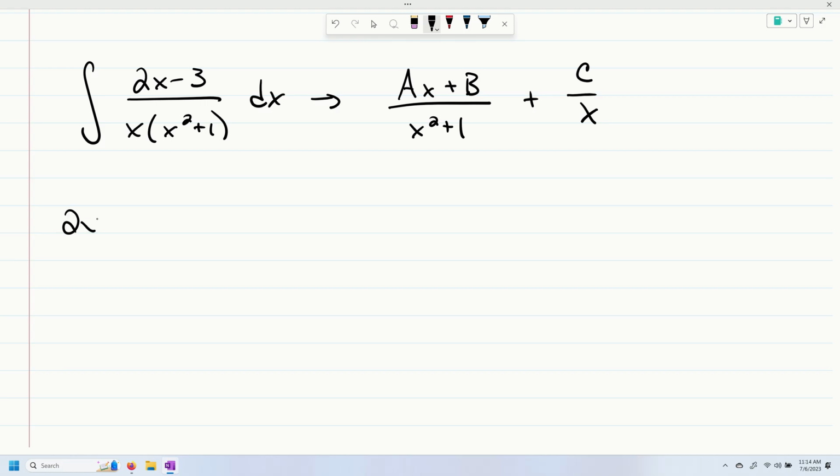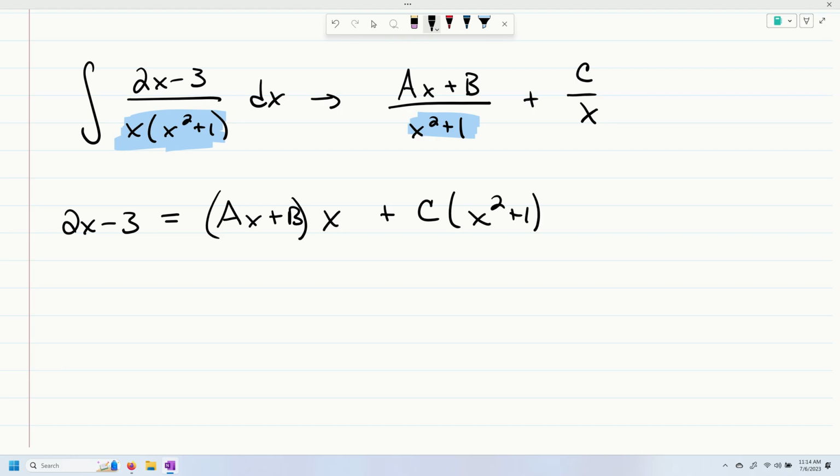Now, the approach is still the same. I'm going to go ahead and set 2x minus 3 equal to the quantity ax plus b, and we're going to multiply by x, because we know our denominator here is x times the quantity x squared plus 1. Since we already have the x squared plus 1 right here, all we need to do is multiply it by x. Next, we're going to take c and multiply it by the quantity x squared plus 1. We're going to do some basic algebra here.